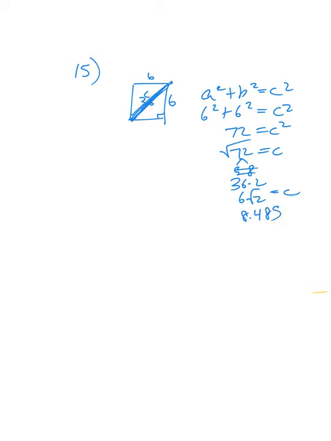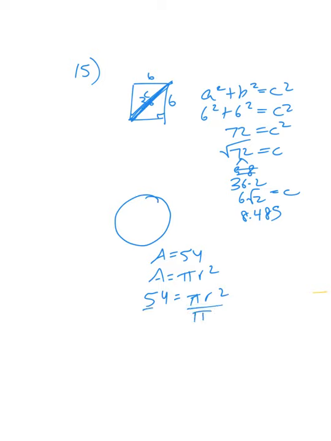So now we compare it to a circle whose area is 54, right? Area equals pi r squared. So I'm telling you 54 is the area, and you're going to find out what the approximate radius is. If you solve, you divide by pi. 54 divided by pi is about 17.19.